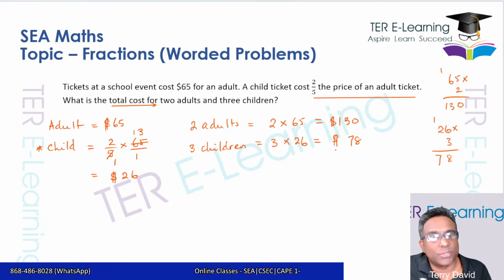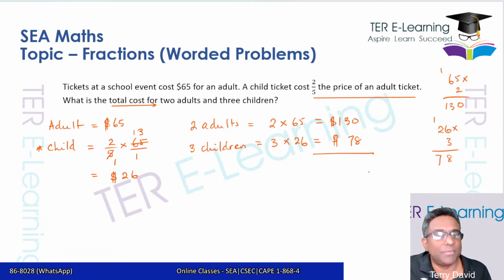All right. Now we want the total cost for this here. So all we need to do, we need to add up these 2 figures here now. So 8 plus 0 is 8. 7 and 3 is 10. So that's going to be $208.